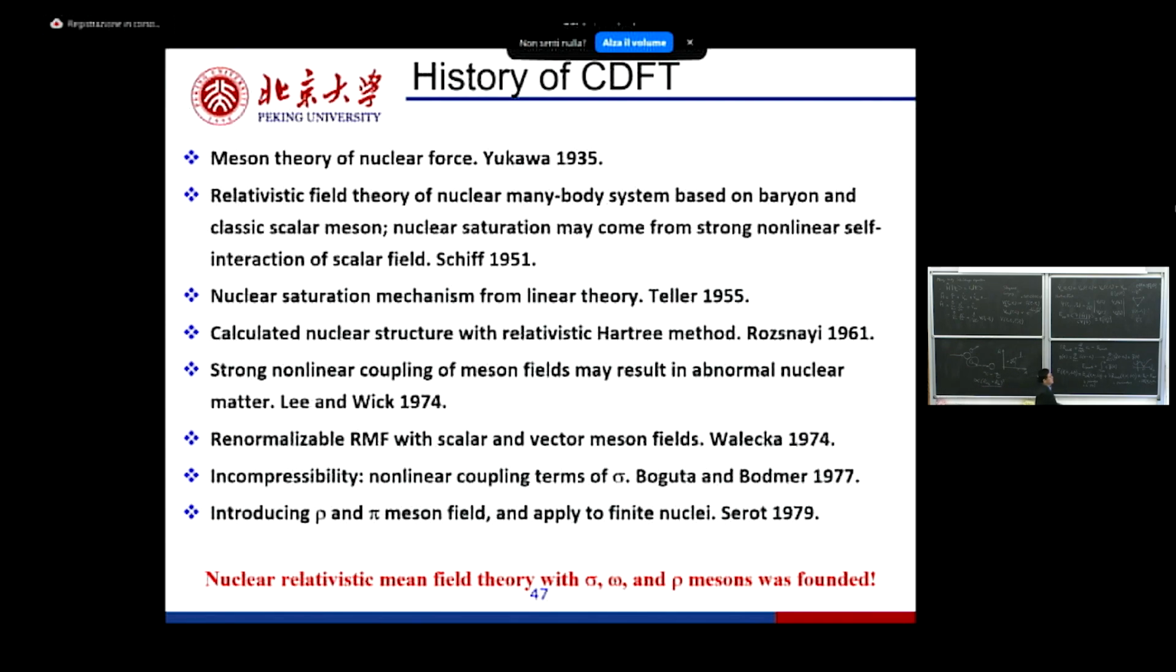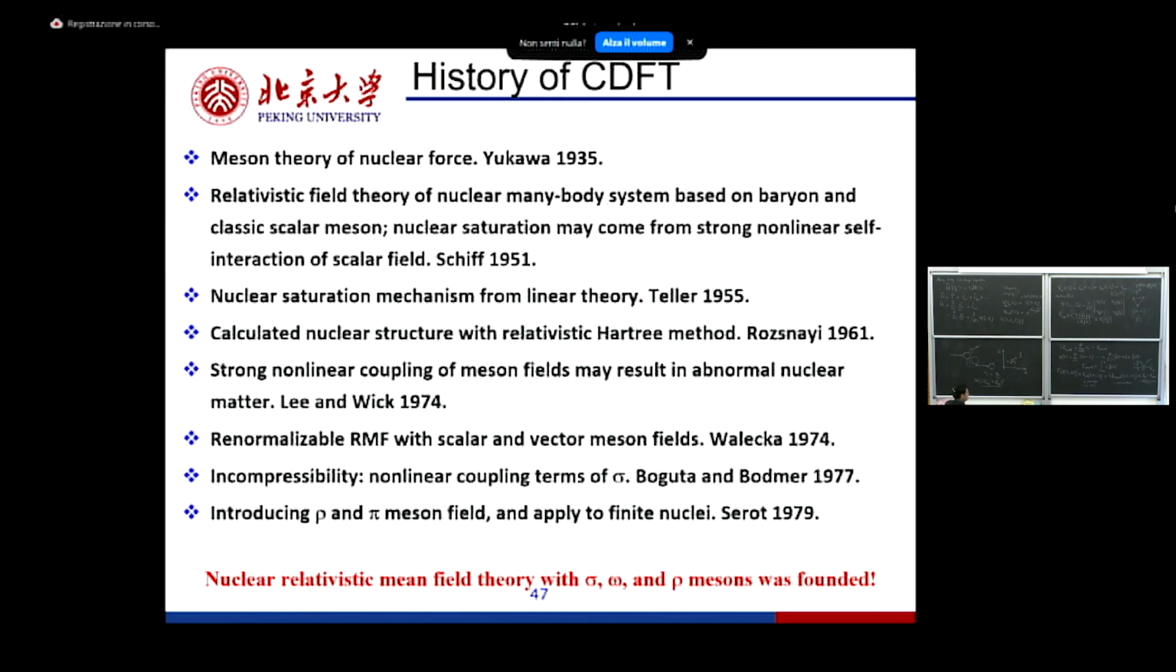And then in the 60s, there were already calculations of nuclear structure with the relativistic Hartree approach. And at that time, the results seemed to be good. But the only thing is that we didn't know what kind of relativistic density functional to use. If we have a good density functional, then we can already have good results.